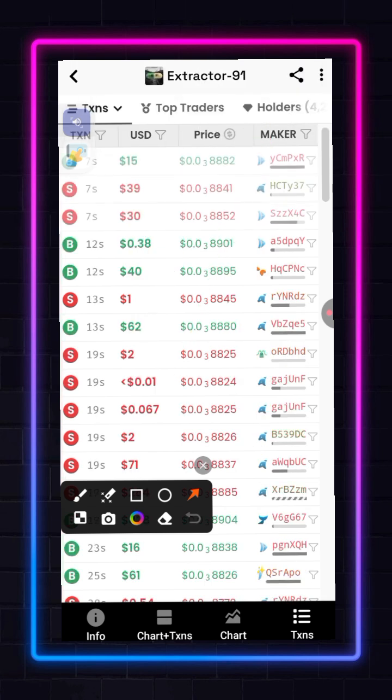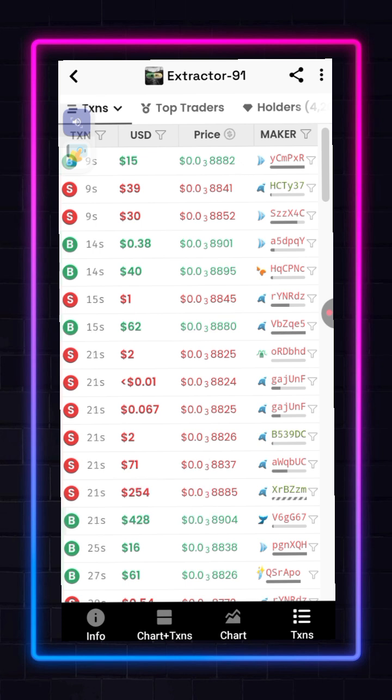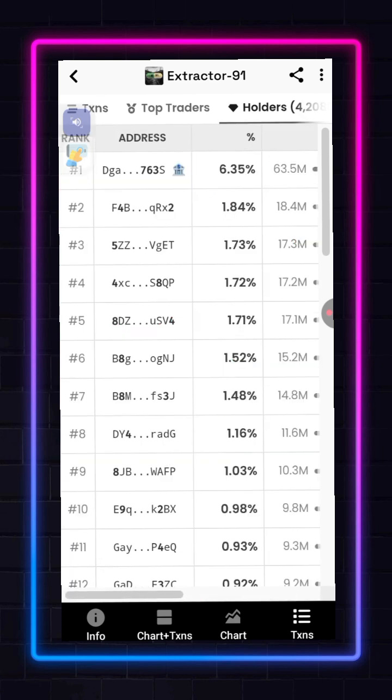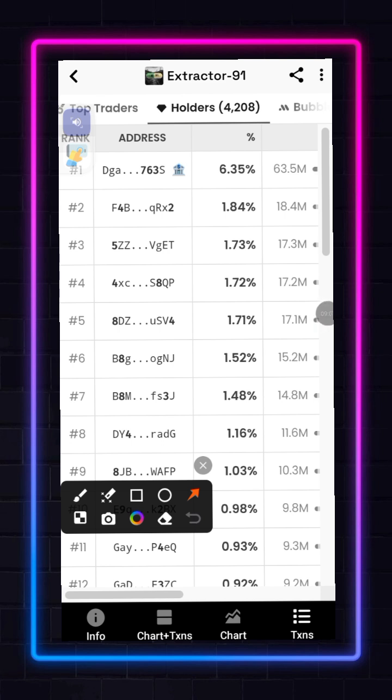So let's check it out. Let me click on holders, right? Once you click on holders, if you scroll, you are going to see that in this particular token, 4,208 people are holding this token, are trading this meme coin currently in the market, right? But that is not all. We have to check what percentage all these traders are holding. If you check the first person right here, is holding 6.35%, which is a good coin to buy and invest in.